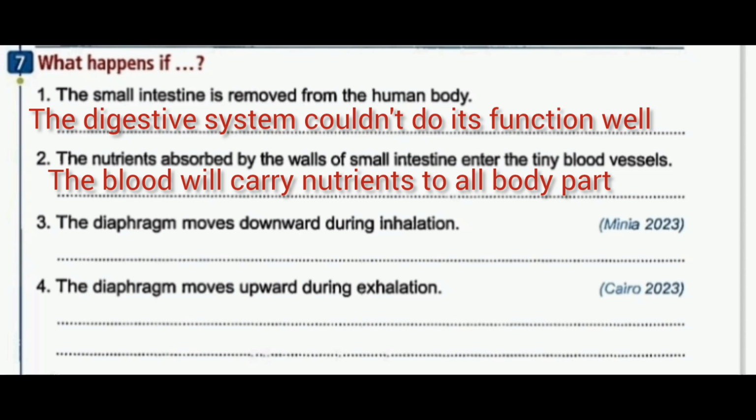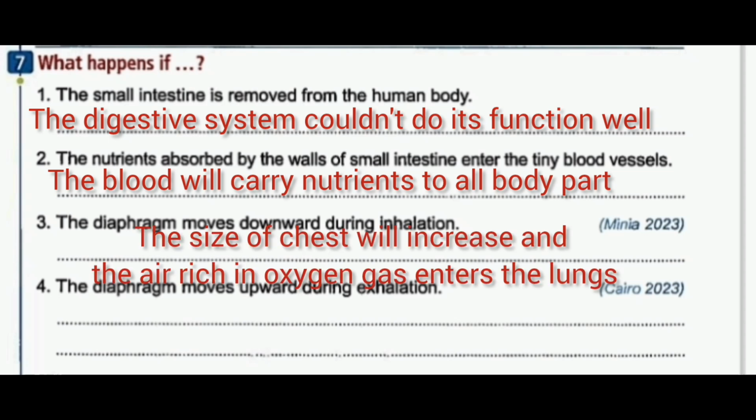Number 3. The diaphragm moves downward during inhalation. The size of the chest will increase, and the air rich in oxygen gas enters the lungs. So when the diaphragm moves down during inhalation, the size of the chest increases, and the air, which is rich in oxygen gas, enters the lungs.